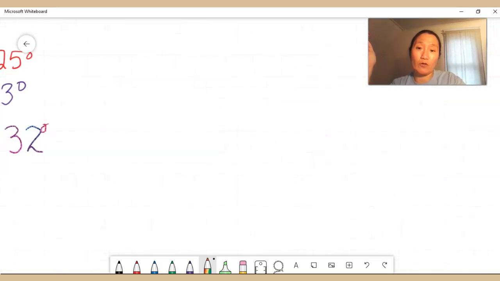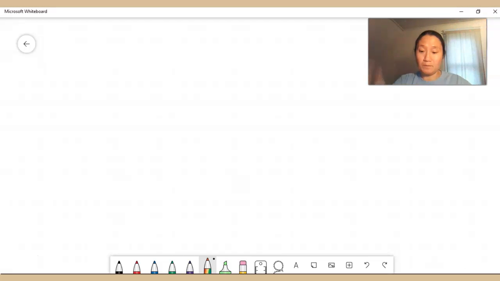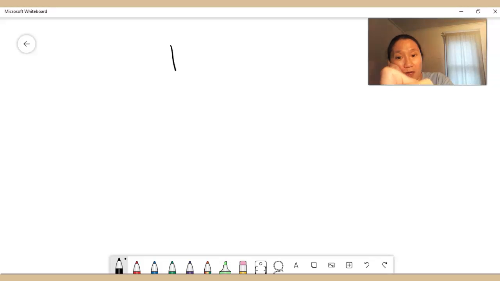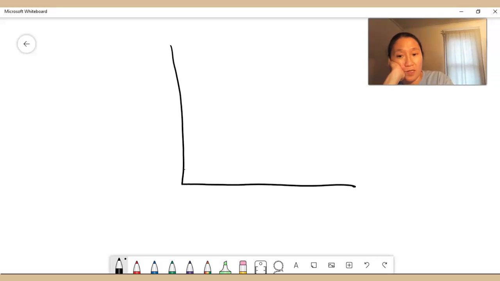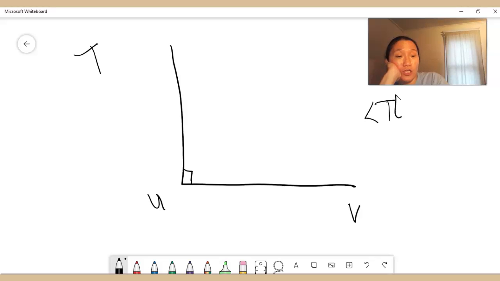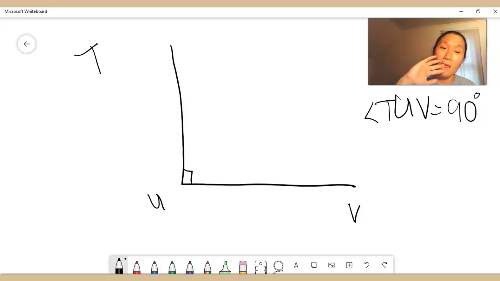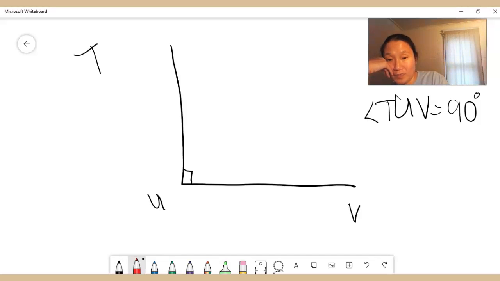So let's take a look at another angle, shall we? And we're going to draw this one out here. I'm betting some of you recognize it. So this is going to be a right angle, TUV. So the inside angle for TUV equals 90 degrees. You know that, okay? And then we are going to add an angle here. I'm going to put it in red.